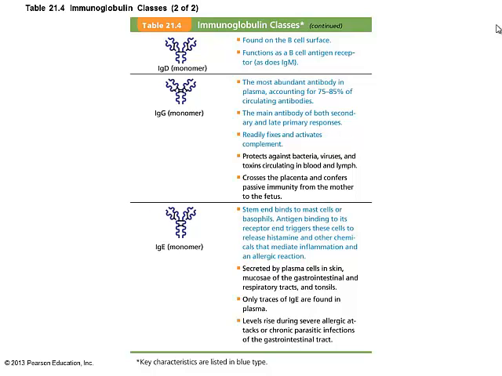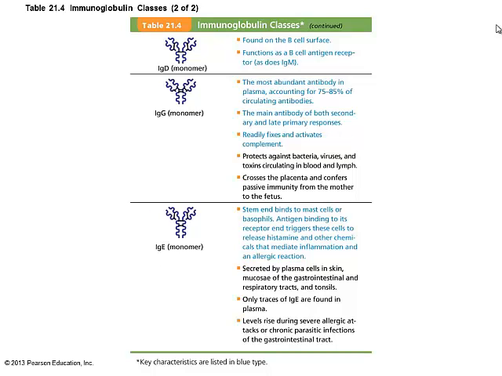So, IgG, the most abundant. 75 to 85%, we're going to see IgG circulating. It is the main antibody, the most effective of the antibody classes. When we talk about a secondary immune response, late primary response, this is where we're going to see most of the IgG produced by the cells.